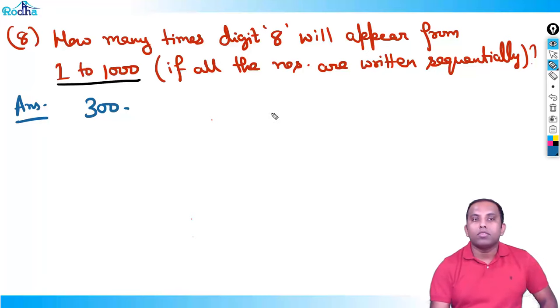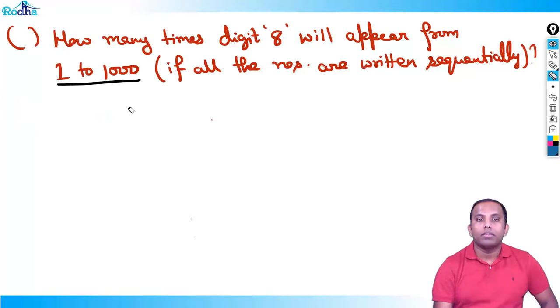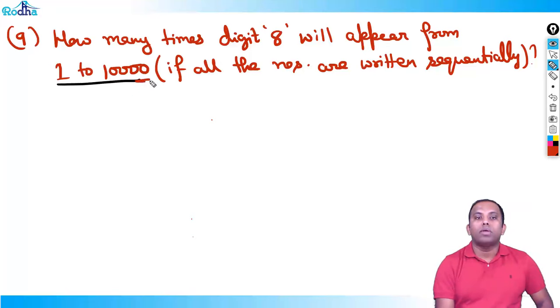Okay. Now let me change this question to question number 9, just changing a few data here, not all. Question number 9: how many times will digit 8 appear from 1 to 10,000? If we include one more zero here, mind it. So the 9th question is, how many times will digit 8 appear from 1 to 10,000?